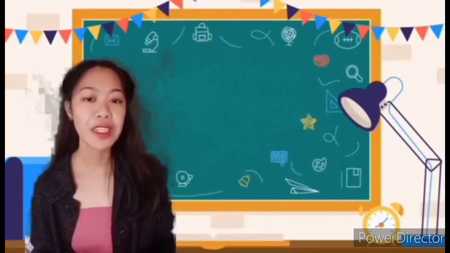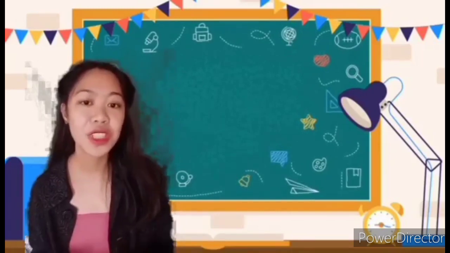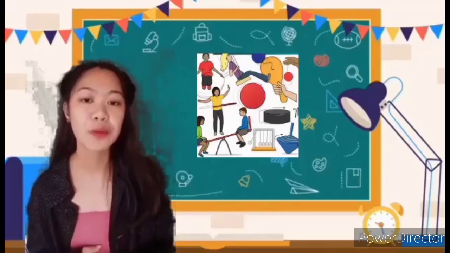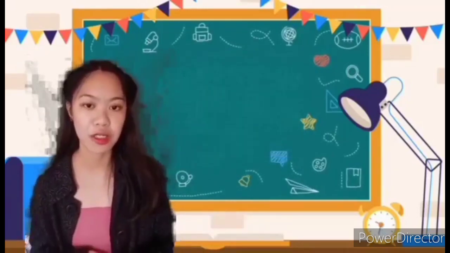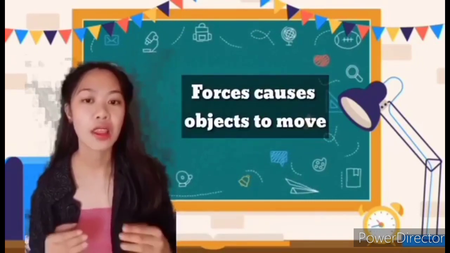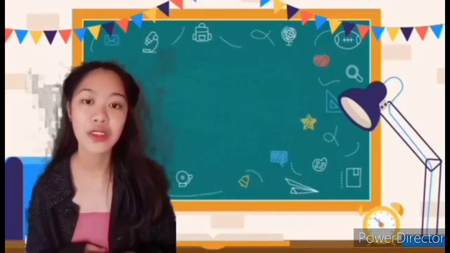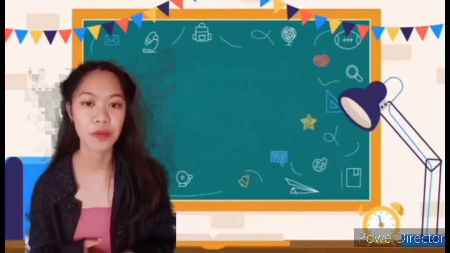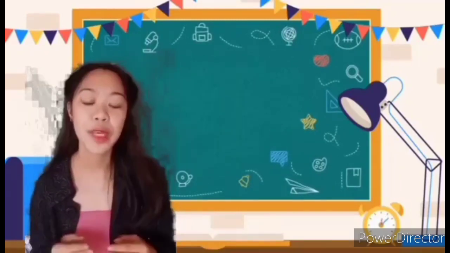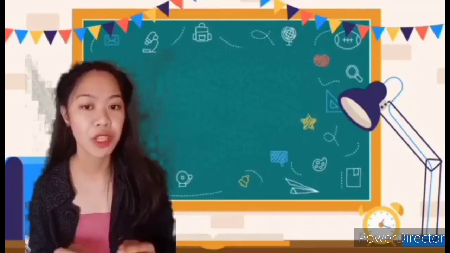So now, what causes objects to move? Alright, pushing and pulling can make objects move. A push or a pull is called force. Force causes objects to move. The motion of an object depends on the strength and direction of the force. Force is needed to slow down, speed up, stop, or change the direction of a moving object.